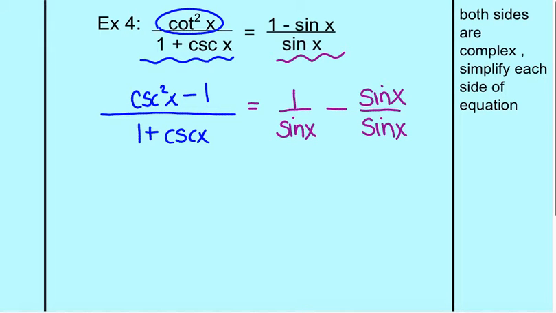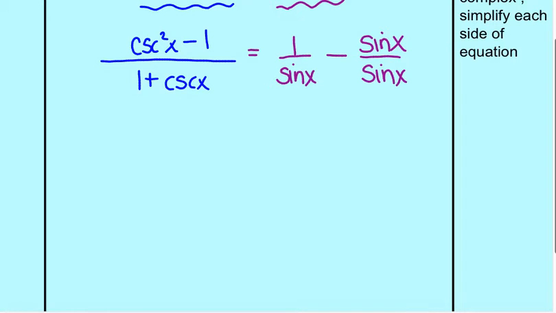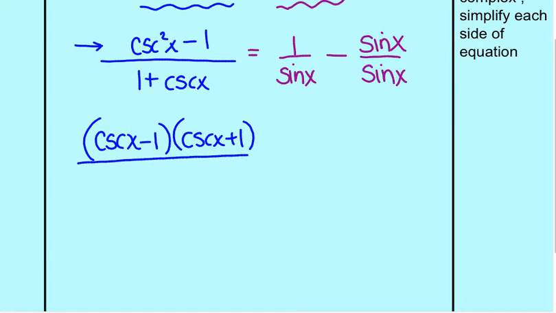All right, continuing on. In the blue, the left-hand side, this numerator right here is factoring by the difference of two squares. So I can factor this as the secant of x minus 1 times the secant of x plus 1. And then the denominator, I'm just going to change the order. So I'm going to make this the cosecant of x and then plus 1.